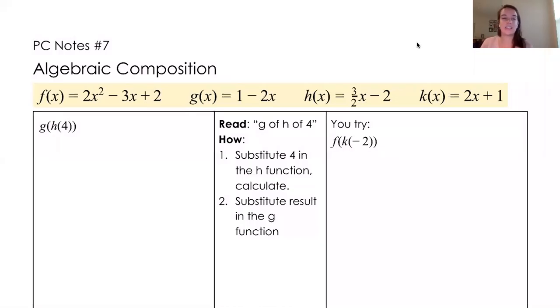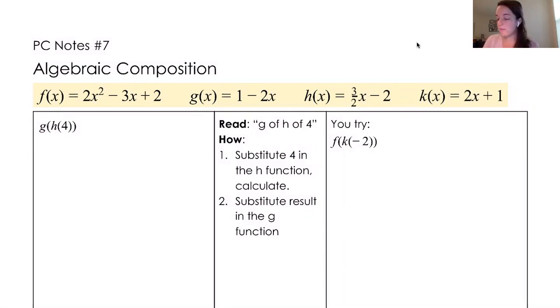Hi, all. This is the lesson for algebraic composition. So we are thinking about how we can compose things together. If you remember from last week, that means we're taking one thing and substituting it into another function. And last week, we were working with numbers. Today, we're going to work with numbers and also with whole functions.